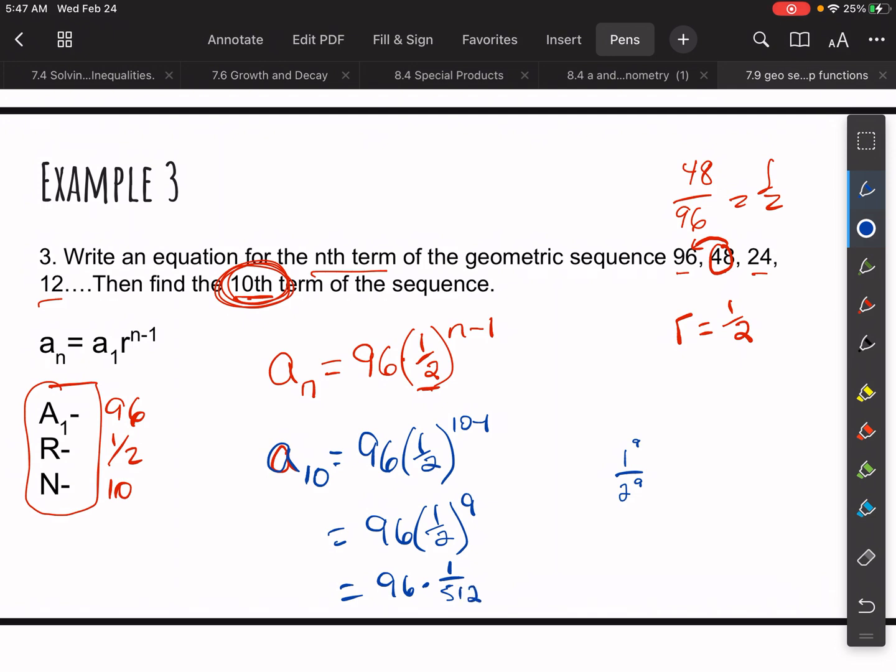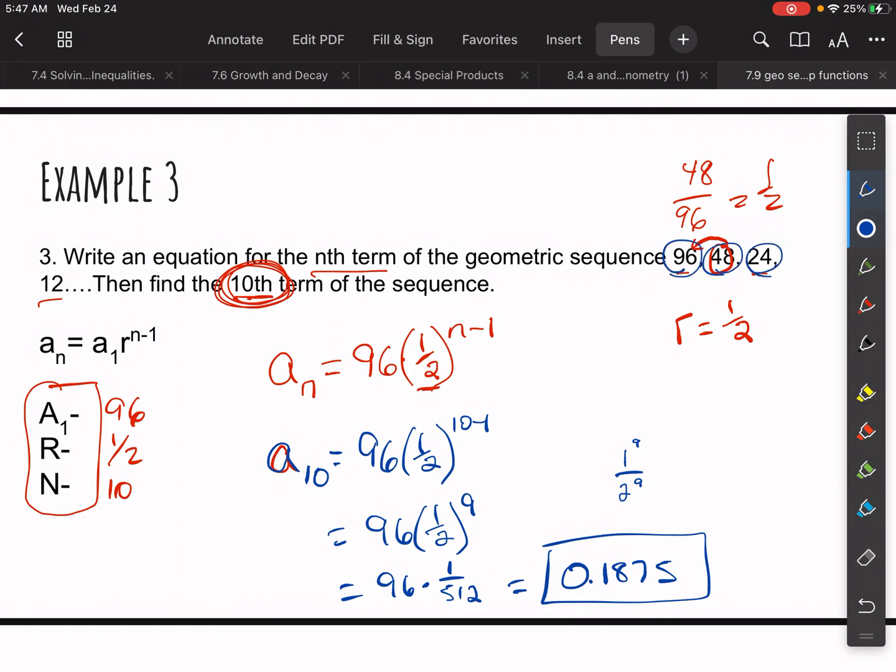If I multiply 96 by that, what I end up with is this decimal, 0.1875. So the 10th term, if you keep going down by a half, is going to be 0.1875.